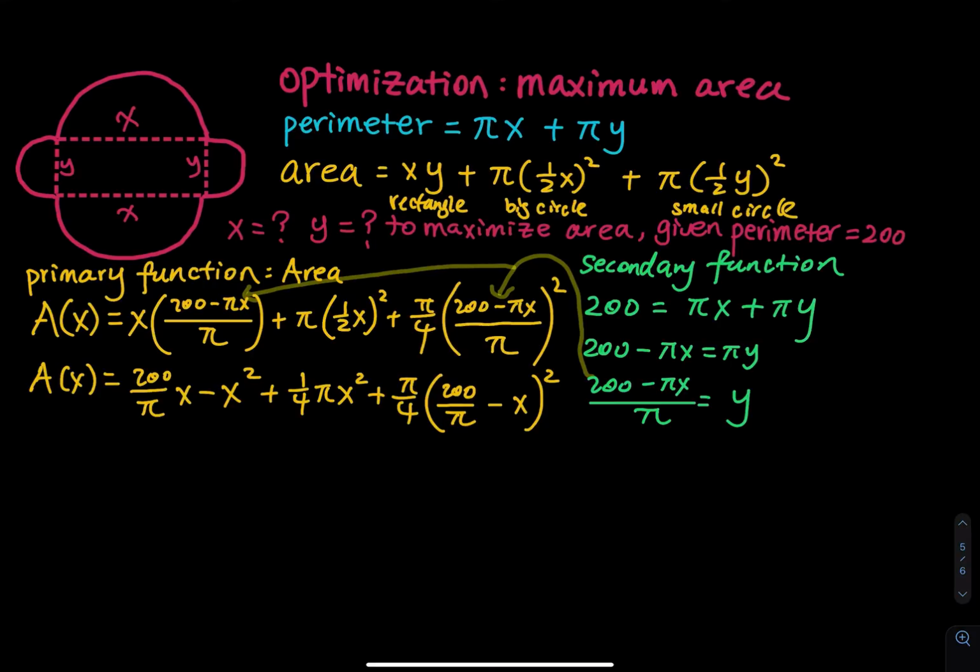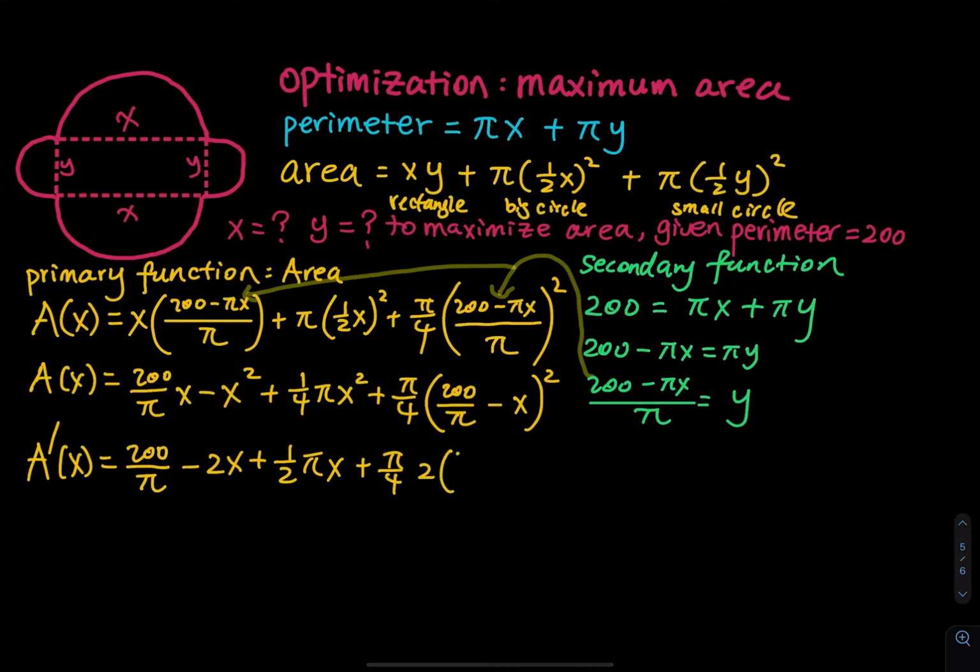Let's get to the derivative. So we have A prime of x that is equal to 200 divided by pi, simple, and then minus 2x, simple, and then plus bring the 2 down, 1/2 pi x, also simple, and then the other one, pi over 4 is a constant. I will just bring the 2 down, and then we have 200 over pi minus x, and then square, and then by chain rule, I take the derivative of the inside. I have 0 minus 1. And then we have to clean this up for sure.